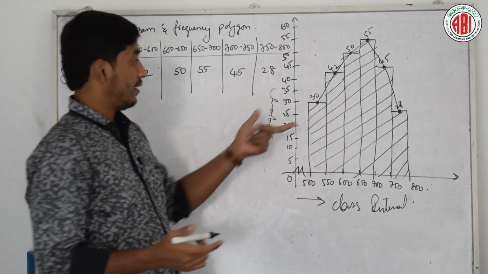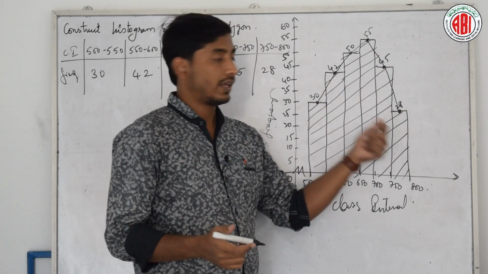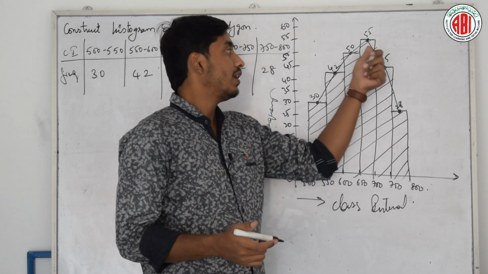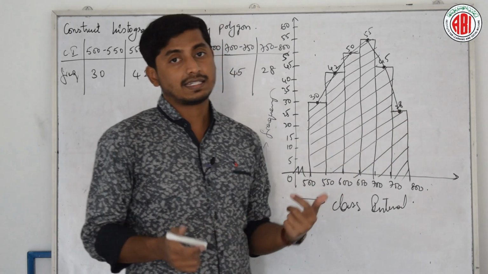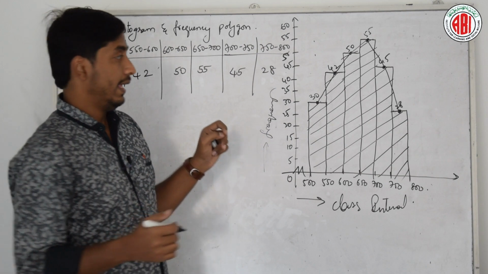Okay, draw the histogram, then mark this midpoint. Okay, then join all the points with a scale. Fine. Is it okay? Yes.